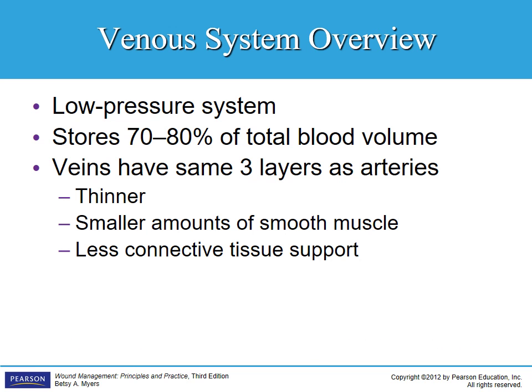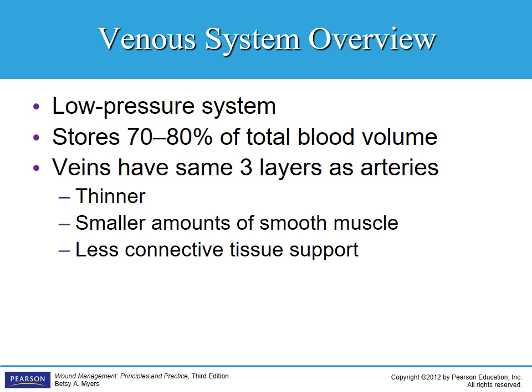So let's just talk a little bit about the venous system overall. It is a low pressure system. What does that mean? In comparison to the arterial system, if there is a rupture of an artery, you see spurting, right? You see the blood coming out under very high pressure. You will not see spurting coming out of the venous system because there is no pressure behind it. It is a very low pressure system.